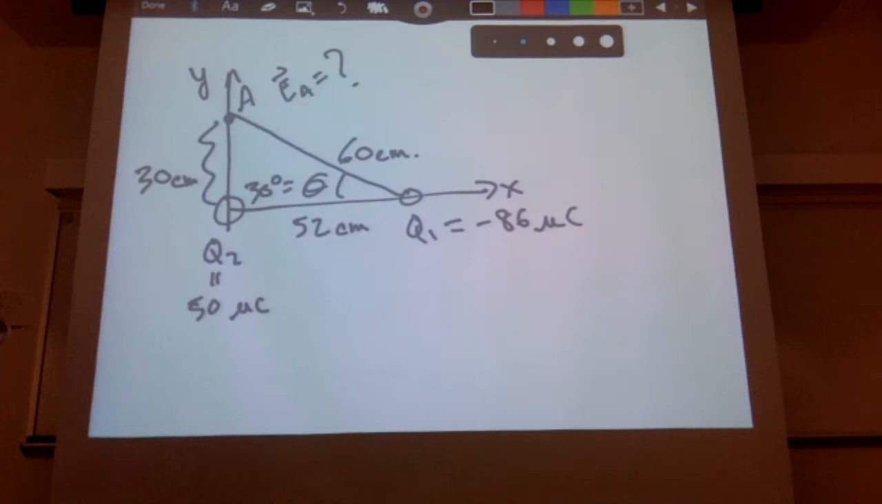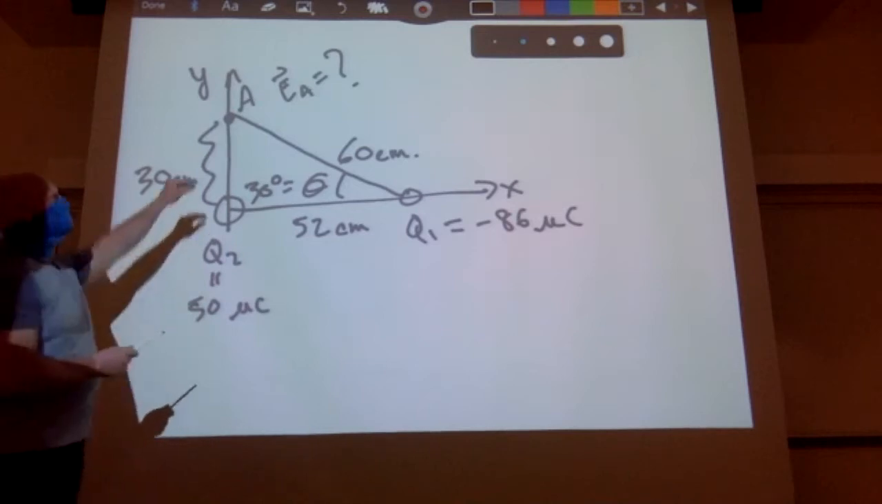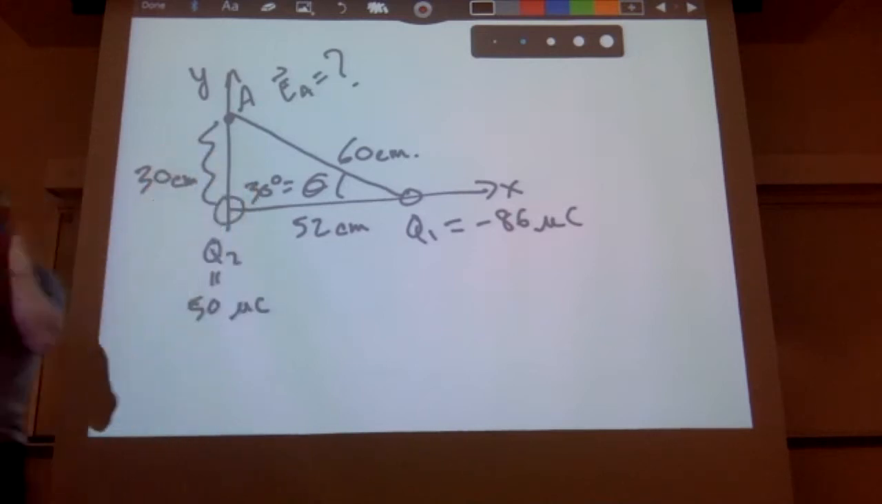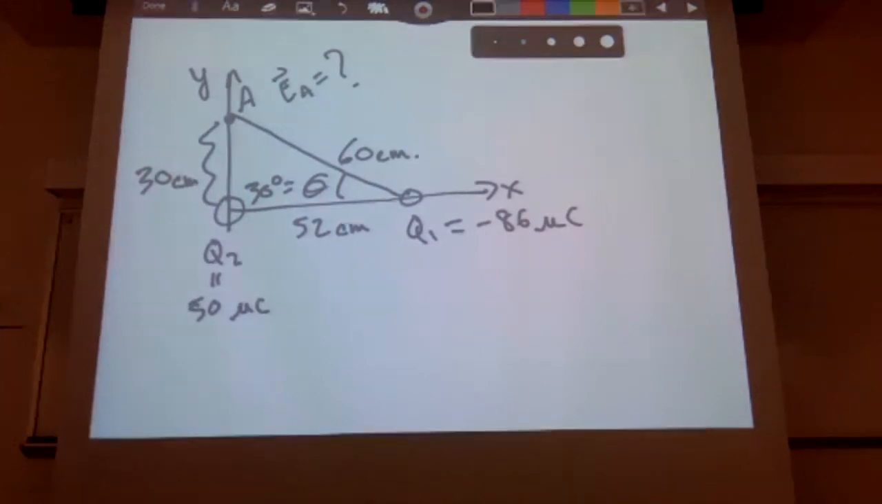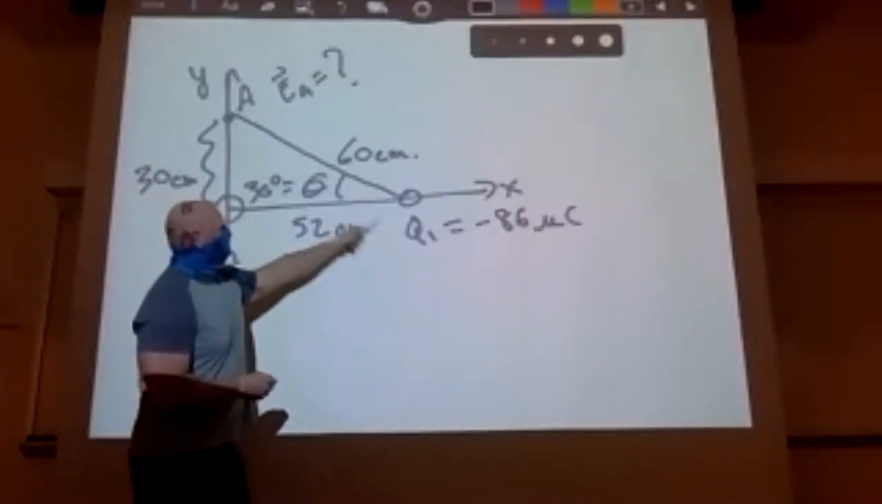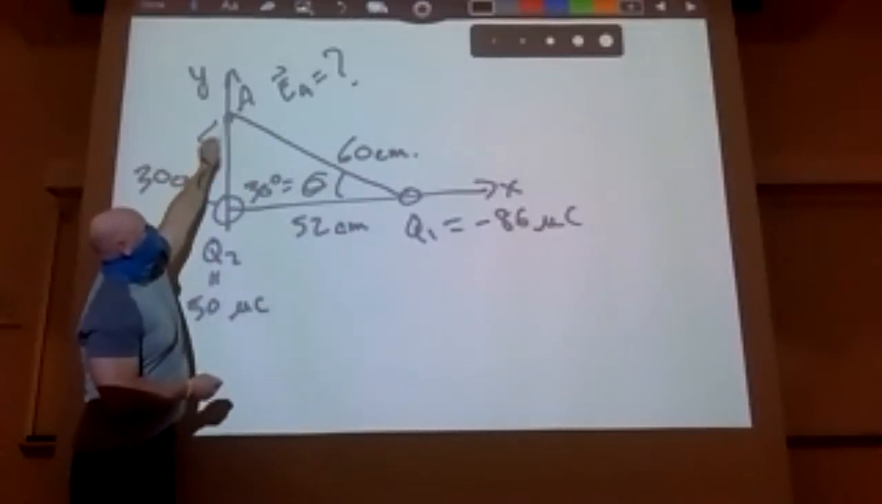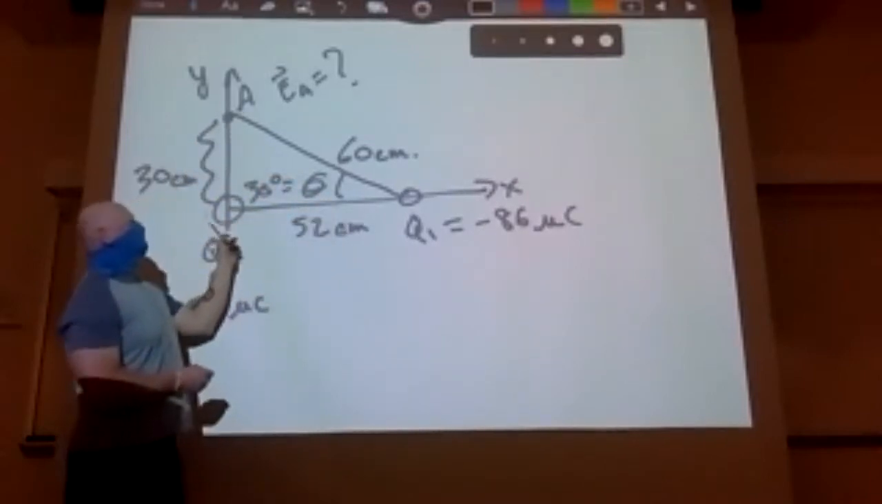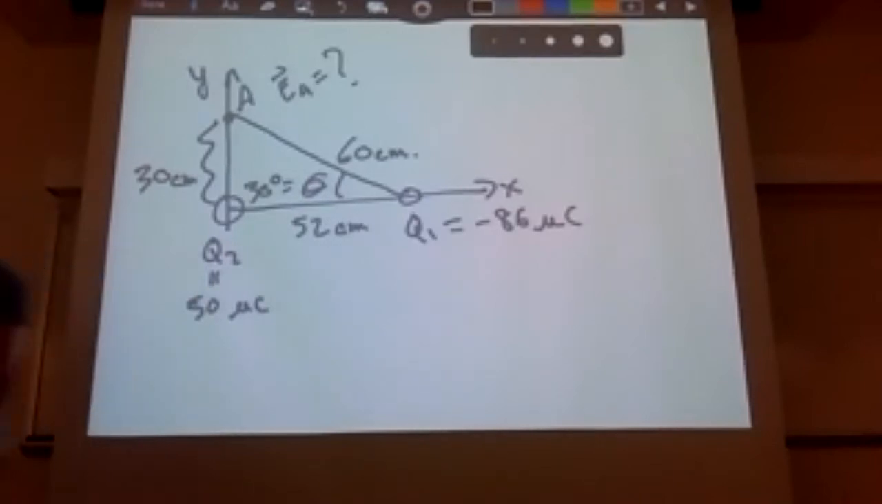So good. So now what we know is what? The total electric field at point A is simply going to be the electric field from charge 1 plus the electric field from charge 2, vector sum together. That's all this means. So again, since I have two charges, the total electric field here is going to be the electric field from this guy plus the electric field from this guy, vector sum together. So the superposition principle.